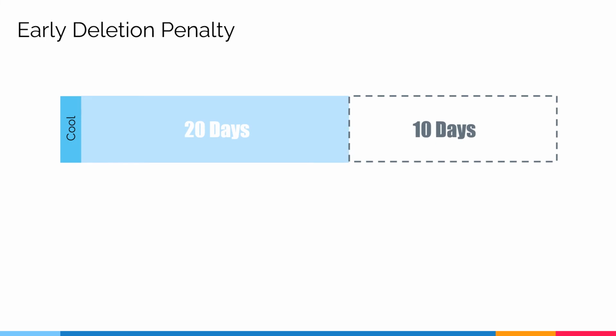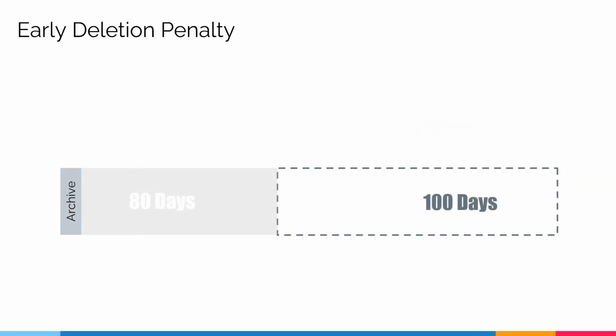If we look at this example, we have a blob that was moved to cool storage. It was there for 20 days and then deleted, meaning we still had 10 days left before the 30-day limit. You'll be charged for the entire 30 days, even though it actually only stayed in cool storage for 20. This also applies not only if you delete a blob, but if you move it from cool to hot.